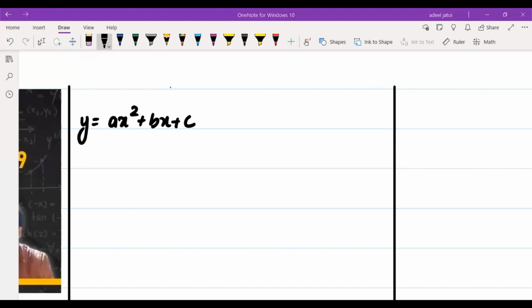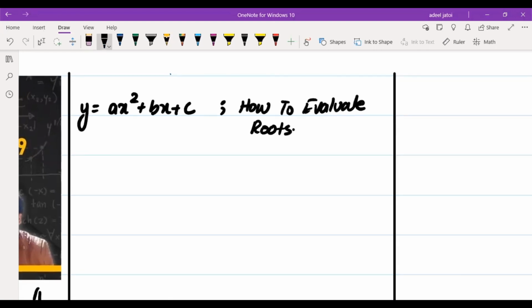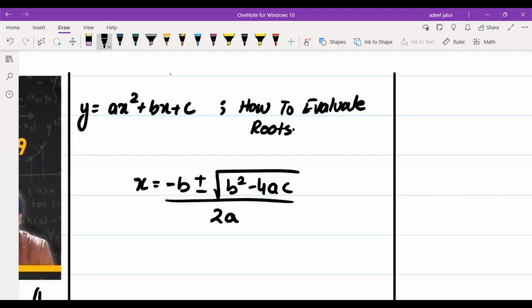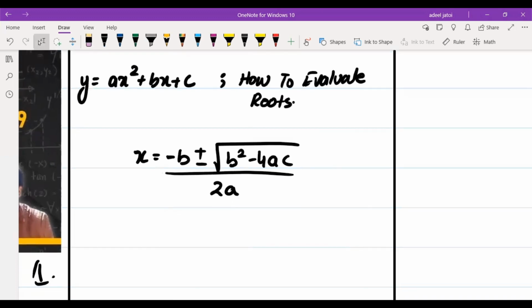A normal quadratic equation is given as y is equal to ax square plus bx plus c. If a quadratic equation is given, how do we evaluate its roots? To evaluate roots in complex numbers, we use -b plus minus under root b square minus 4ac upon 2a.